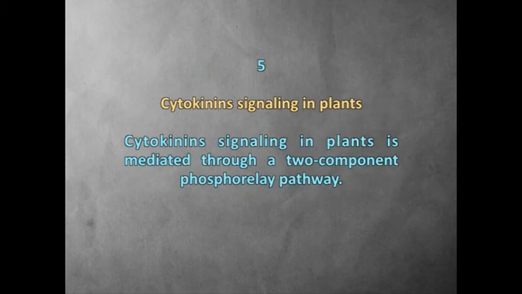Fifthly, cytokinin signaling in plants. Cytokinin signaling in plants is mediated through a two-component phosphorelay pathway. First, cytokinin binds to a histidine kinase receptor in the endoplasmic reticular membrane, resulting in the autophosphorylation of the receptor, transferring the phosphate to a phosphotransfer protein. The phosphotransfer proteins then phosphorylate and activate a family of transcription factors called the type B response regulators, or RRs, which regulate the transcription of numerous genes, including the type A RRs that negatively regulate the pathway.